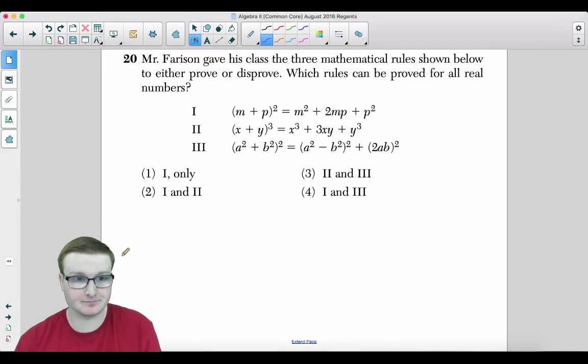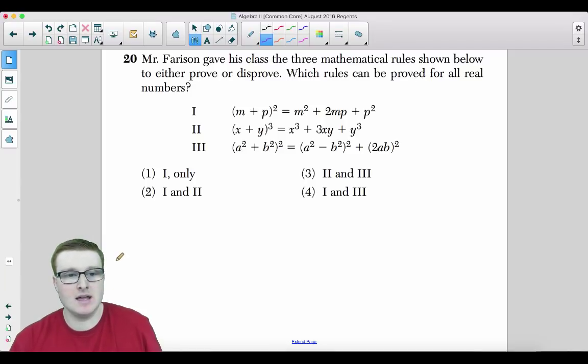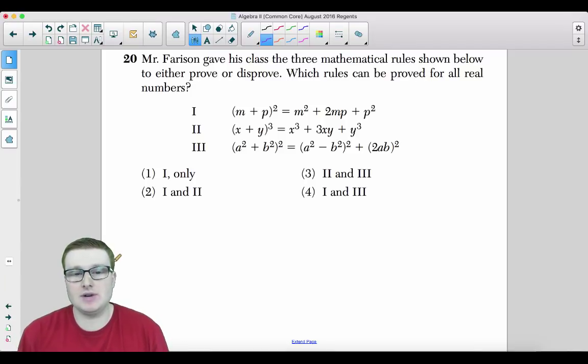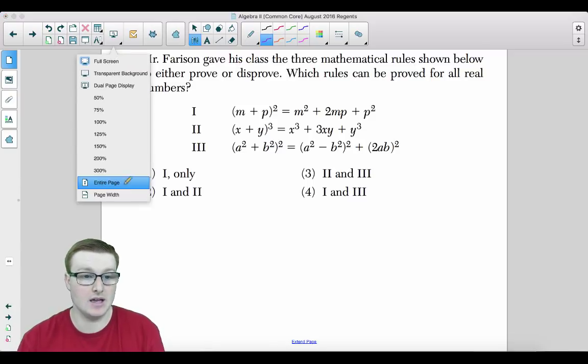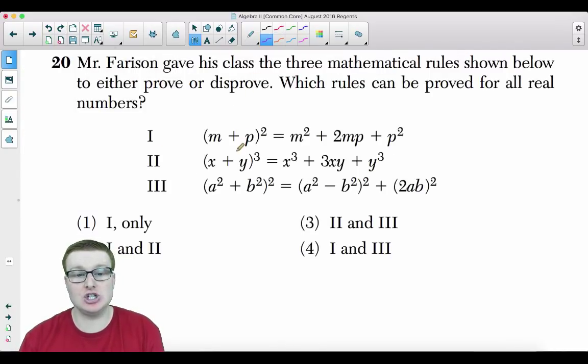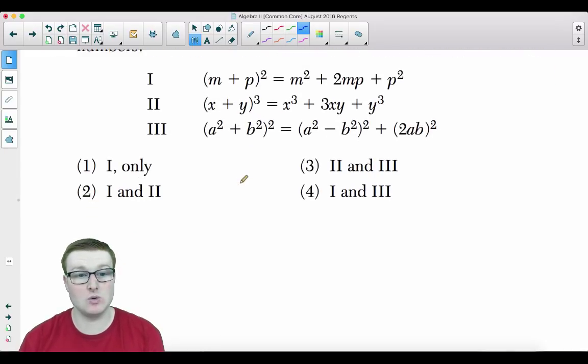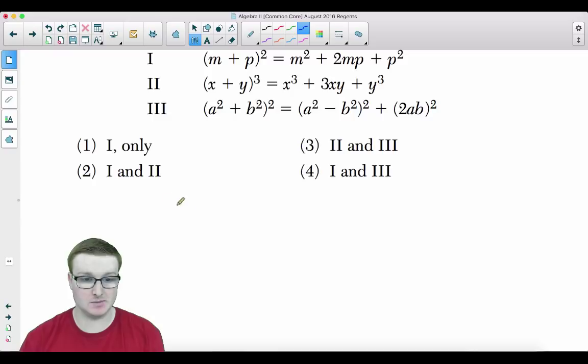Number 20. Mr. Farson gave his class the 3 mathematical rules shown below to either prove or disprove. Which rules can be proved for all real numbers? Okay, so we just got to basically check and see if this equals this, and this equals this, and this equals this. Let's do it. So, for this case, we're just going to square it, okay? And we're going to FOIL as much as possible.